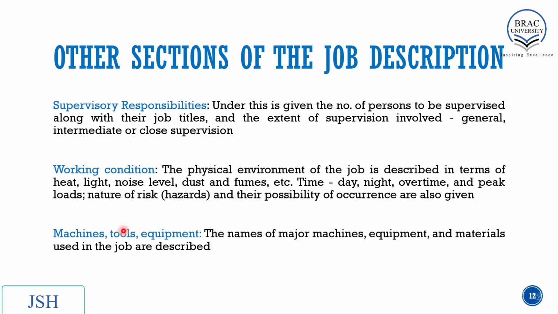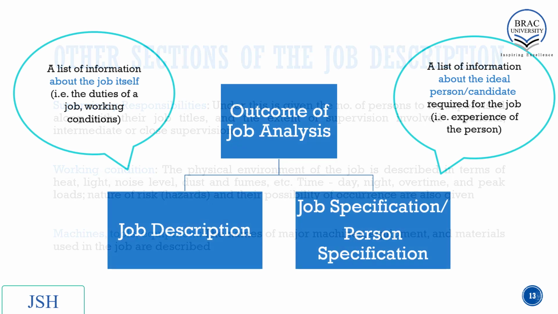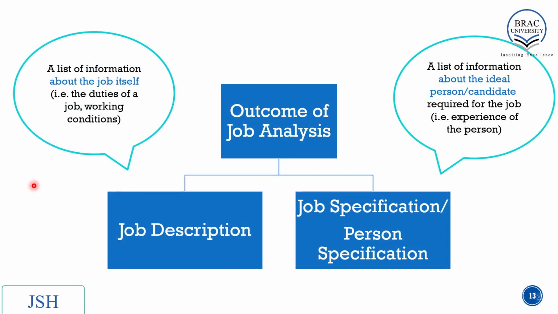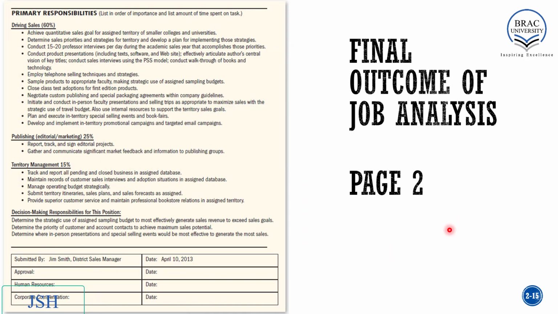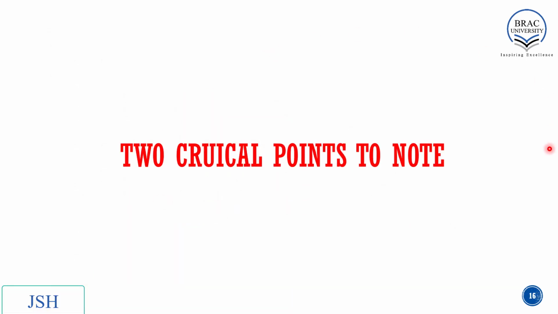Now, congratulations. We have gone through the whole document and gone through all the different parts of that document. So again, in summary, this is the outcome. We have learned what a job description is and what a job specification is, and we have analyzed the whole document in page 1 and page 2. Now please remember, I have two very important points or crucial points for you to note. And these are the final 2 points of this video. Now please take a notebook because these points are not mentioned in the slides.